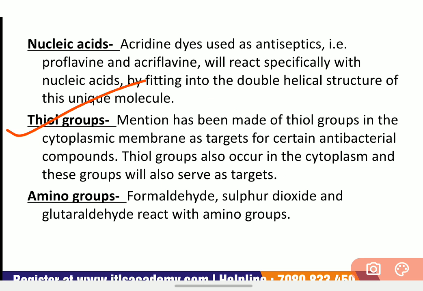Next is thiol group. Mention has been made of thiol groups in the cytoplasmic membrane as a target for certain antibacterial compounds. Thiol groups also occur in the cytoplasm, and these groups will also serve as targets.